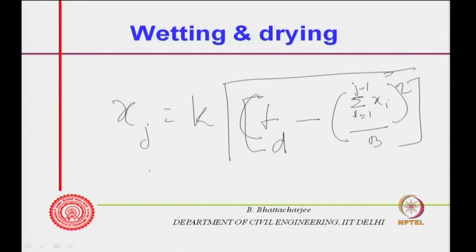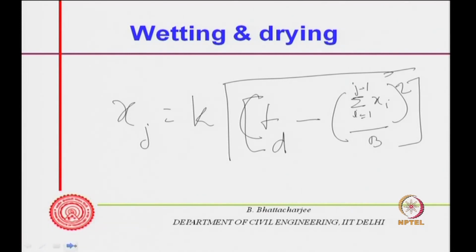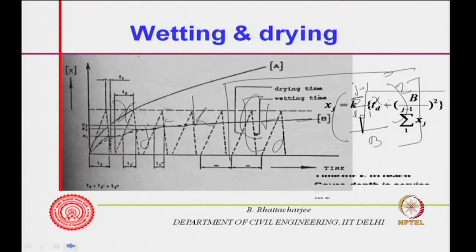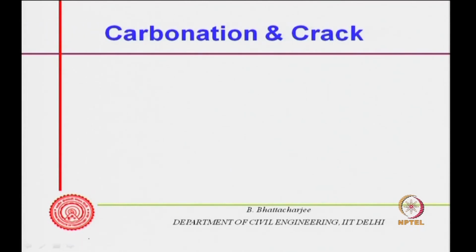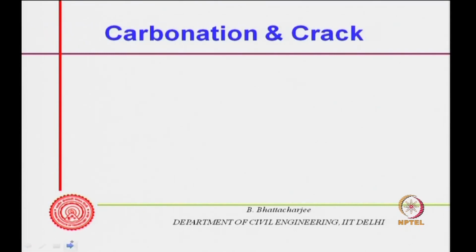So, x_j is the carbonation depth, the progressive carbonation depth in the jth cycle, and this you can repeat and find out. This is how we can model this. What is important for us to understand is that when it reaches the cover depth, service life has been reached.